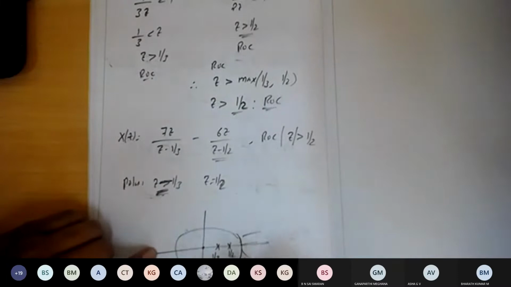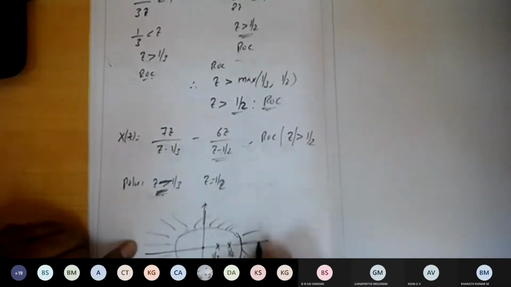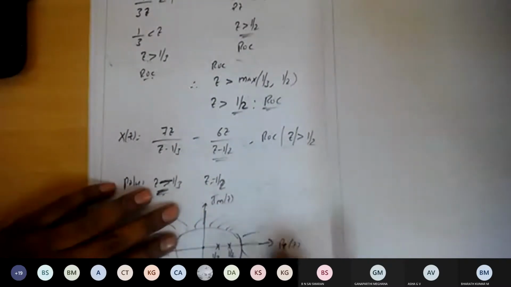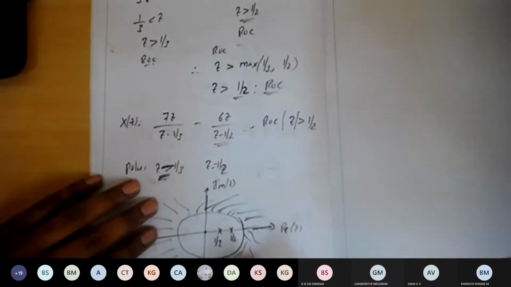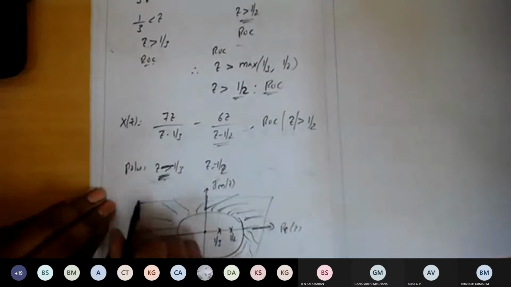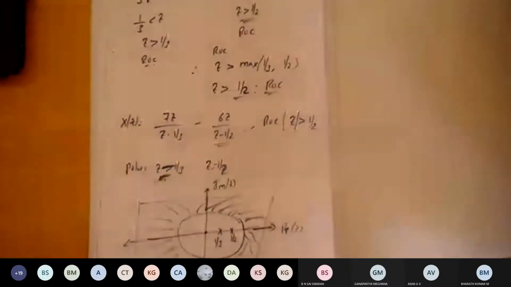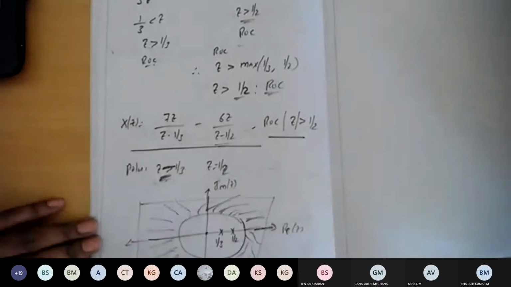Okay, so let us mark the ROC, which is going to lie outside this one. So this is the real part and this is the imaginary part of z. This is the ROC. The ROC is going to lie outside the circle. If you want, you can put a box here. So the ROC is going to lie outside this circle. So right, we got the Z transform of the sequence. This is the Z transform and this is the ROC.